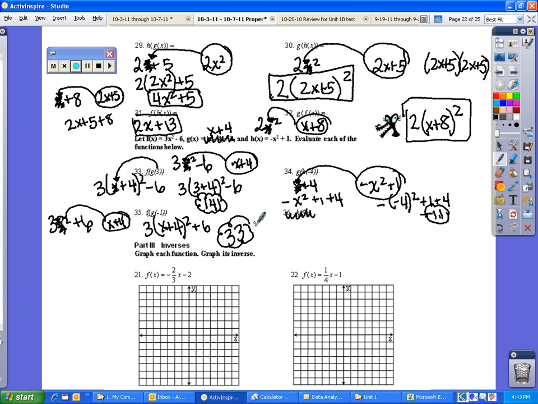Alright, and that will do it for composition and function operations. See the final video for inverses.